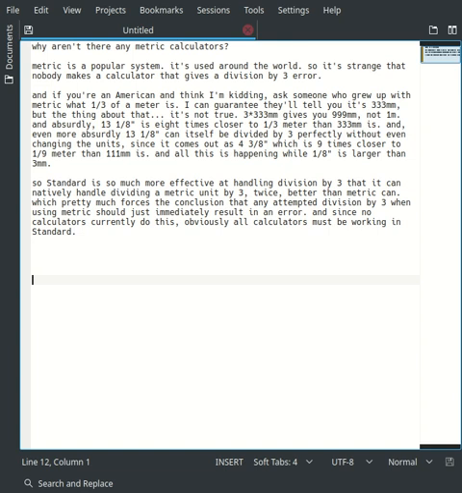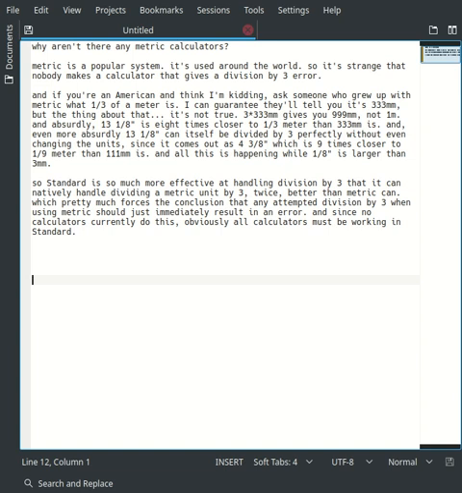And the absolutely astounding part of this is that this is all happening while 1/8 of an inch is larger than 3 millimeters. 1/8 of an inch is kind of big. So standard, which is going to include USCS and imperial, is so much more effective at handling division by 3 that it can natively handle dividing a metric unit by 3 twice better than metric can.